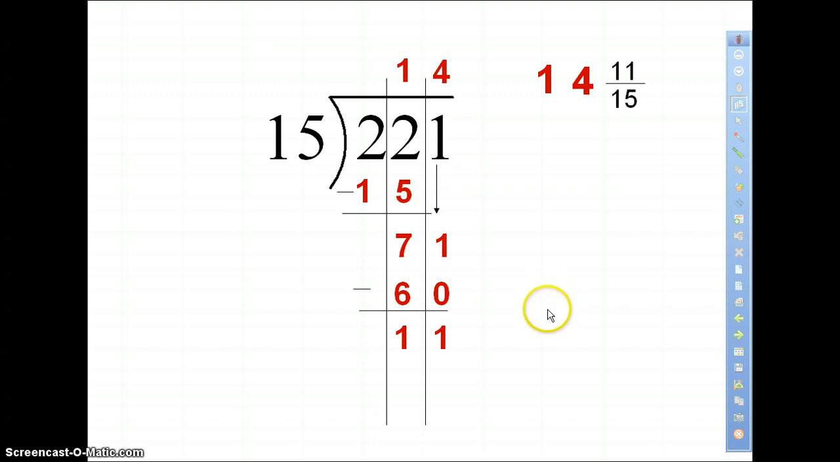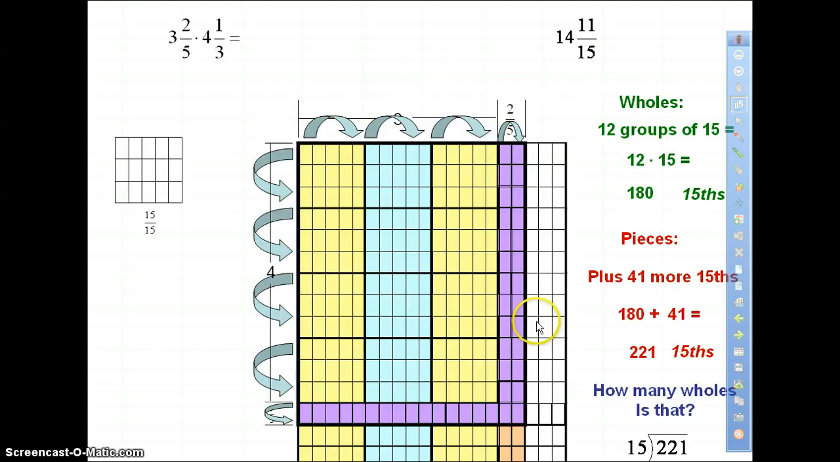So here is your shortcut if you don't always want to make the model. And we don't. It takes too long. What you're going to do is change each one of these mixed numbers to an improper fraction. So 3 and 2/5, take the 5 times the 3 plus the 2. That's 15 plus 2 more is 17/5. Let's take the 3 times the 4, which is 12, plus 1 more is 13. That's 13/3.